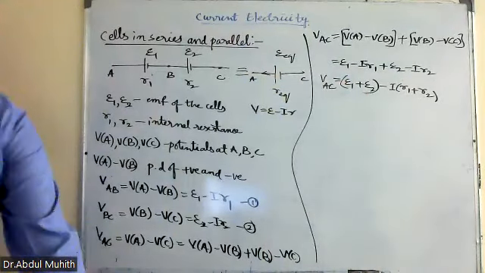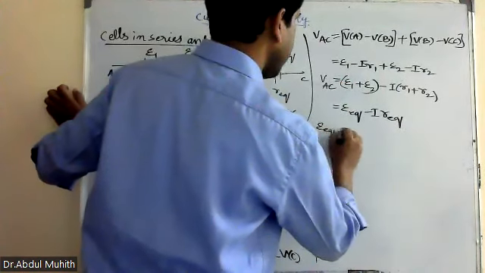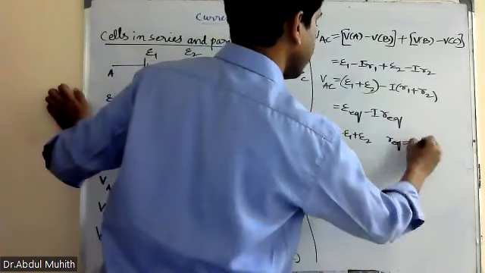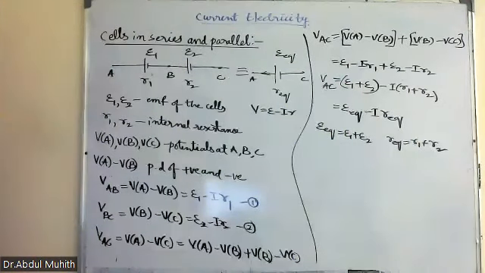Now, what we are writing, that is equal to E equivalent, minus I into R equivalent. So what is E equivalent? That is E1 plus E2. And R equivalent is equal to what? R1 plus R2. Okay, so these are the EMFs and resistances. This is for the series.